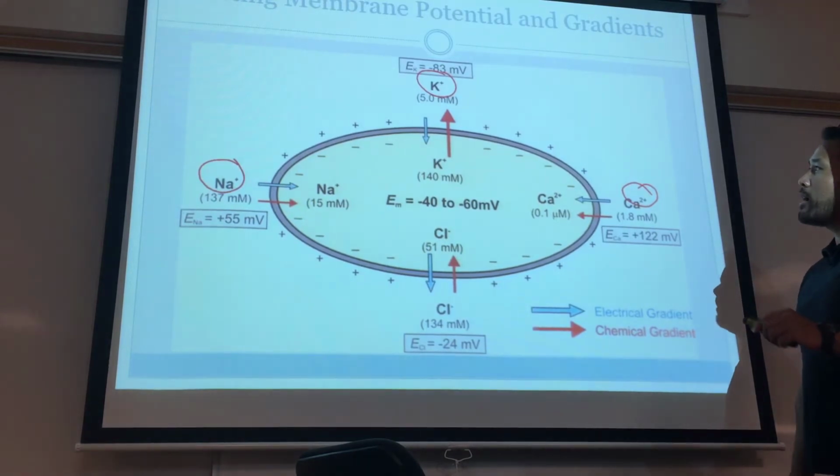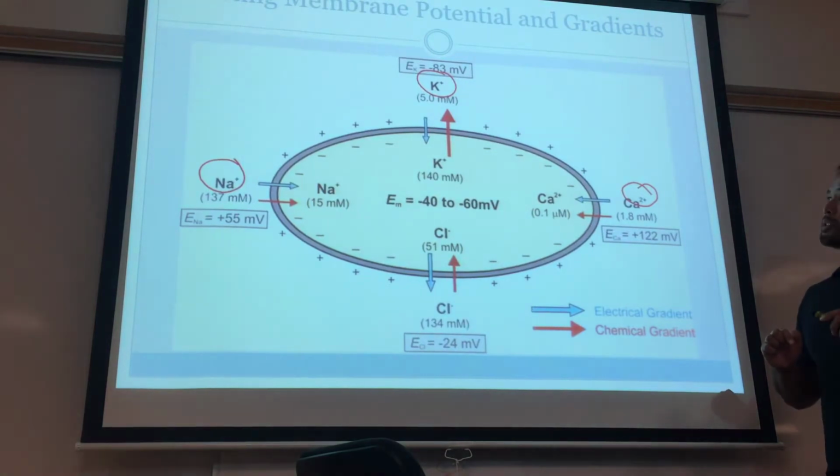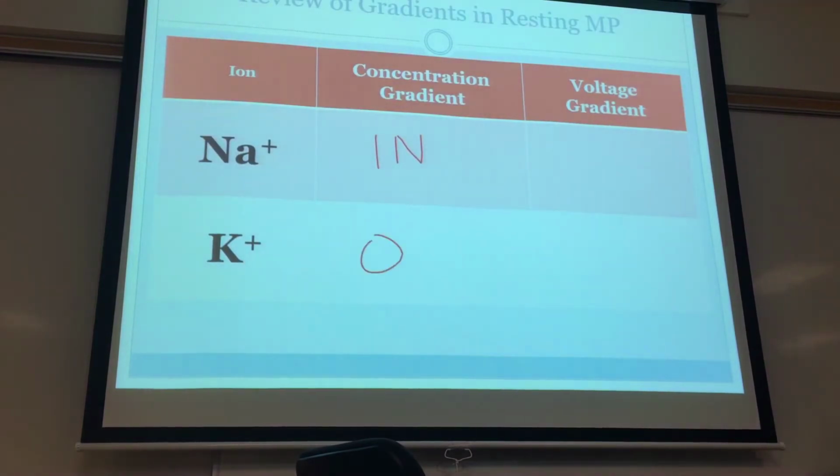And that describes the concentration gradient that I'm going to have you guys fill out over here. So here you can see the gradient, the direction of travel for sodium would be in. And for potassium, what would be the concentration gradient direction? Going out. This would be out.